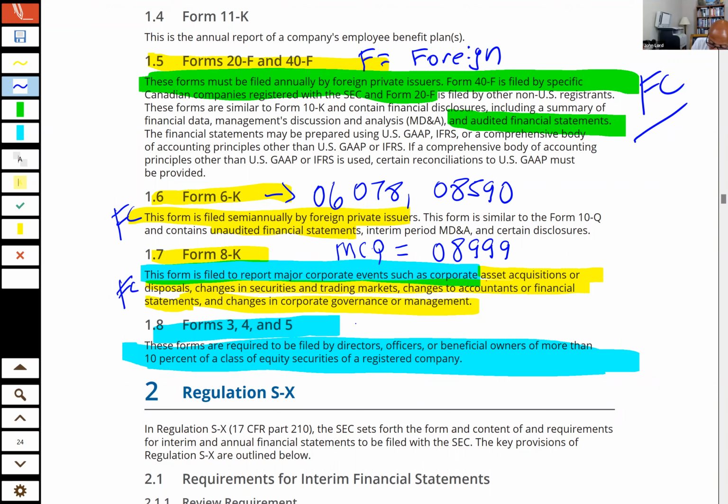Okay, and so that's what 06077 and 06807.